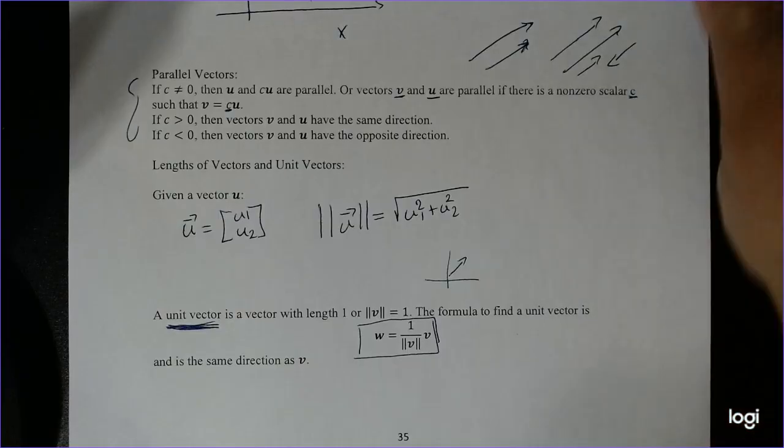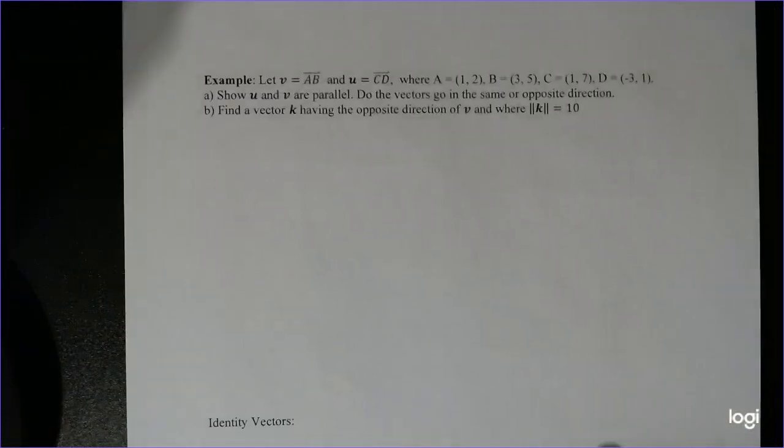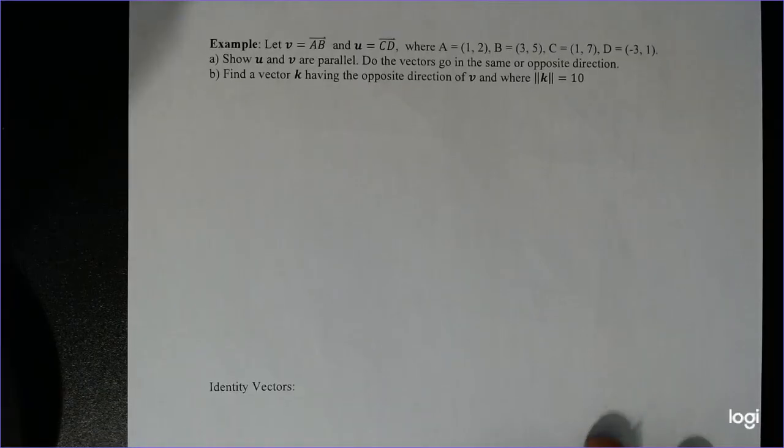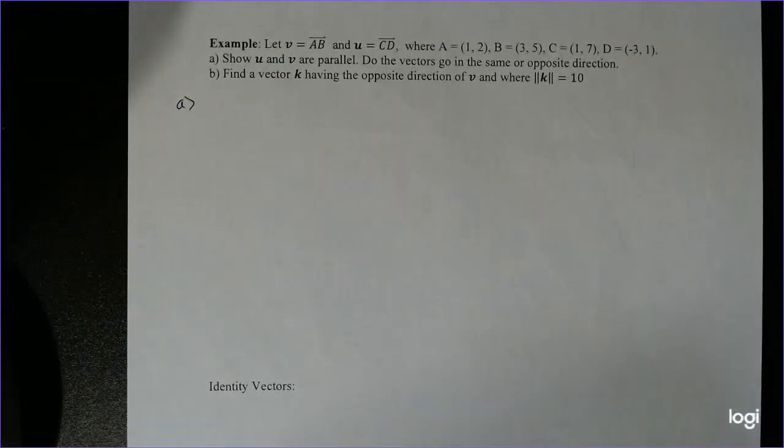So let's do an example putting everything we just did together. Let V be the vector AB, let U be the vector CD, where points A, B, C, D are those. A, show U, V are parallel. Do the vectors go in the same or opposite direction?